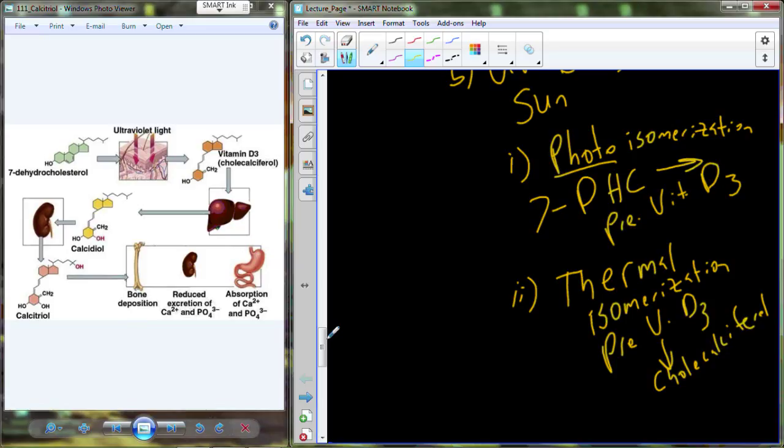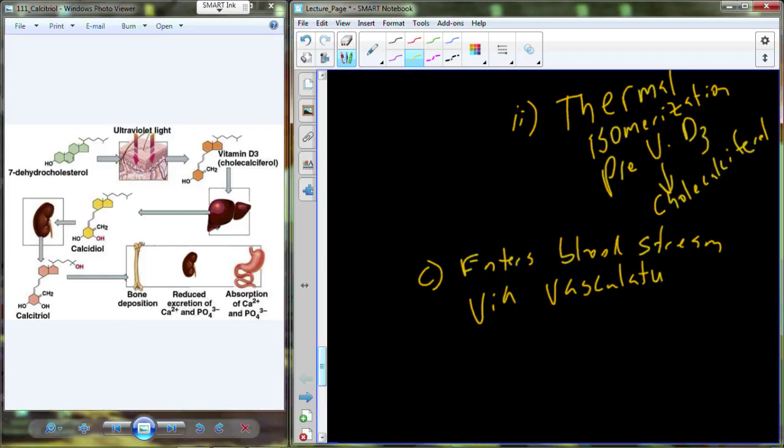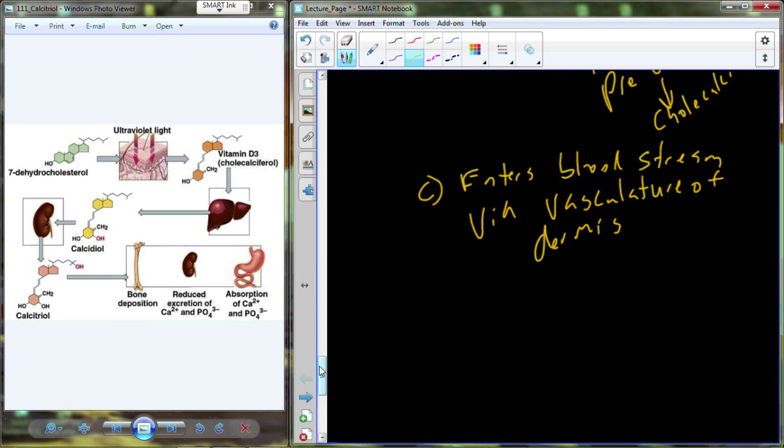Okay? So we have this modified cholesterol molecule. It's dehydrated on the seventh carbon. And then in the exposure to sun, we're going to generate vitamin D3. By increasing vitamin D3, we now are going to have higher levels of vitamin D3 entering into the bloodstream. Which, by the way, if you take a vitamin D supplement, you're subverting these first two chemical reactions, and you're reducing your reliance on the sun. You don't have to spend as much time in the sun. So the vitamin D enters the bloodstream through the vasculature in the dermis, and it begins to circulate all over the place.